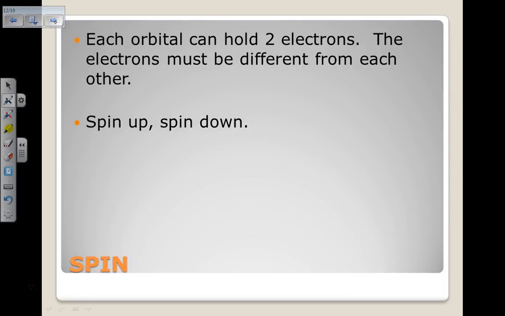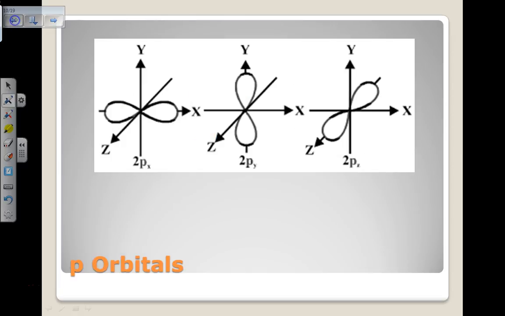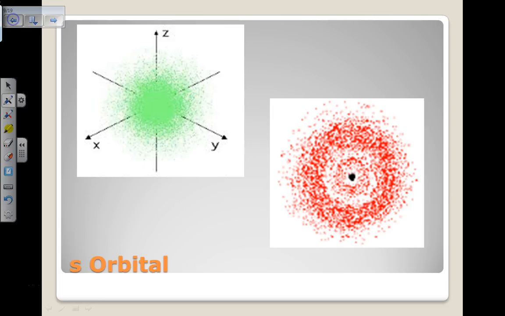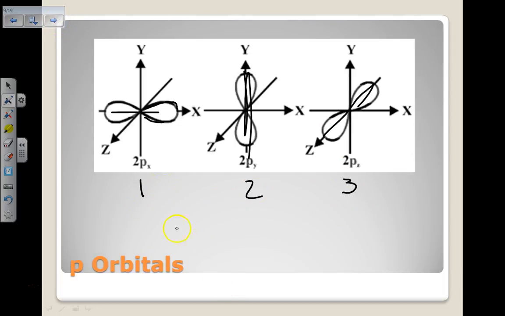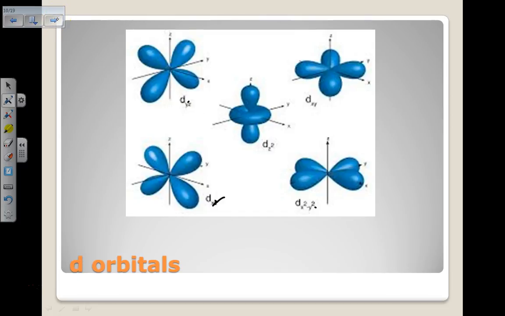Okay, and so each orbital, let me go back here. Each orbital can hold 2 electrons, and it's not because of its shape, it's just because of its space. So this s orbital, how many s orbitals are there? There's 1 in each energy level, so there can be 2 electrons in this s orbital. In the p orbitals, how many p orbitals are there? 1, 2, 3. There can be 2 electrons in this one, 2 electrons in this one, and 2 electrons in this one. So the p's can hold 6 electrons.